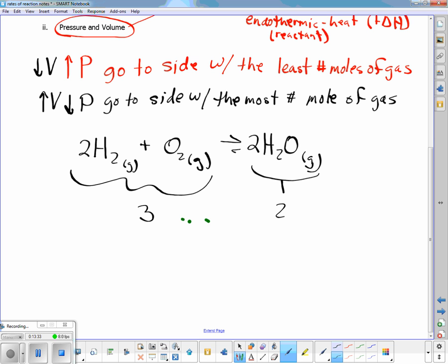What if I decrease the pressure? Which way? Show me with your fingers which way you're going to go. It's going to go this way, right. Okay, what if I decrease the volume? Show me with your fingers. If I decrease the volume, I'm increasing the pressure, so it's going to go to the side with 2. Okay? So this is your assignment number 3, but we're going to have more time to do that. So let's go on to the next one.